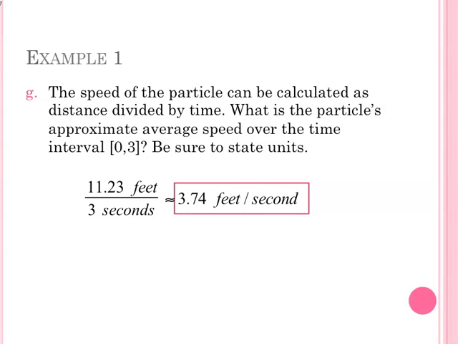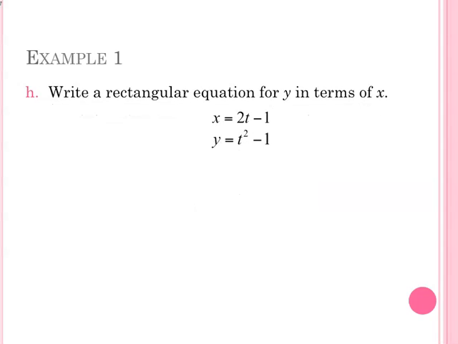Okay, next part. Write a rectangular equation for y in terms of x. All right, so this is transforming a parametric equation into a rectangular equation. Remember, the steps in general are to take one equation, get t by itself, and then substitute into the other equation and simplify. Okay, so it looks like the first one would be easier.